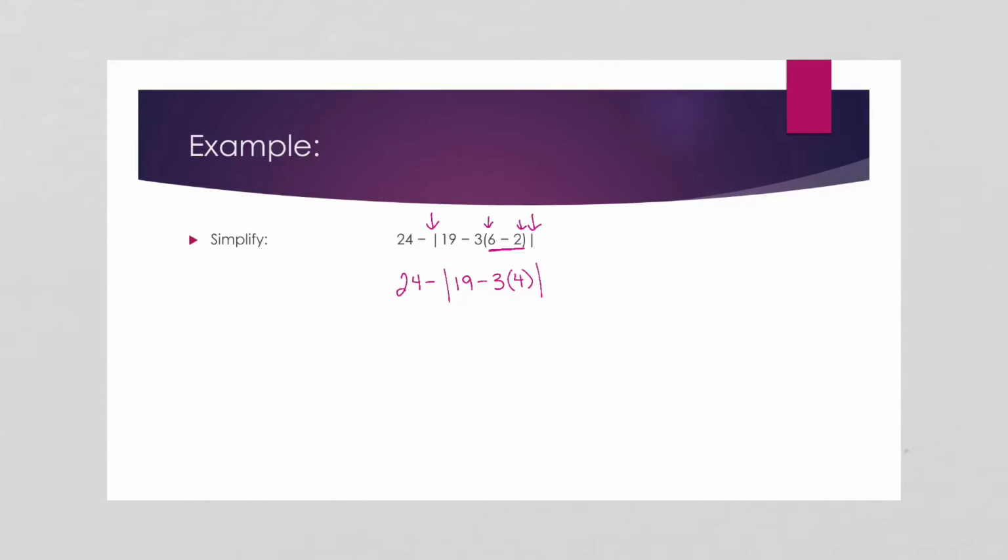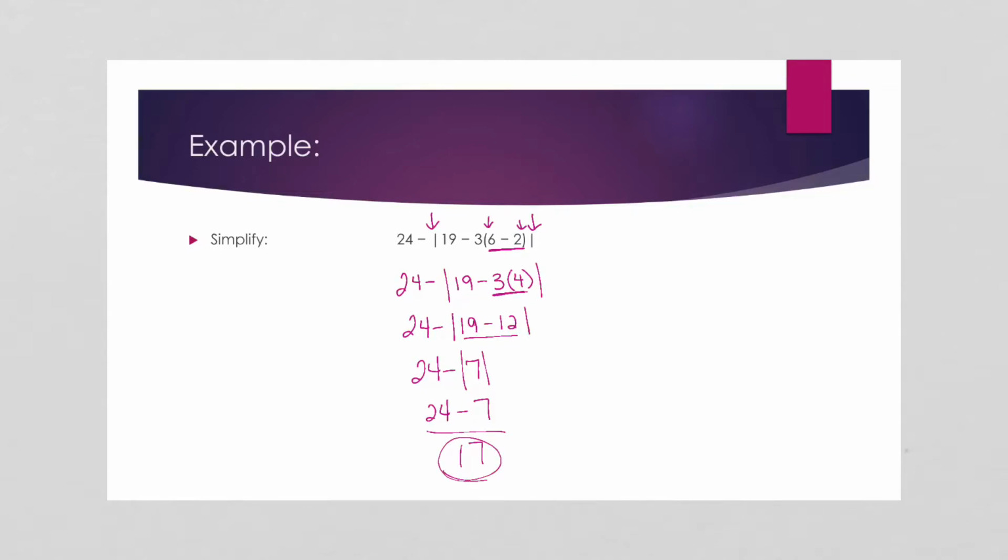Now again, I want to follow my order of operations on the inside of this, so I want to multiply 3 times 4. I'm rewriting everything else. Now I want to do 19 minus 12 because it's still inside the absolute value grouping symbols. Now I want to take the actual absolute value of 7, which is just 7. And now I can just subtract the 24 minus 7, and I get 17.